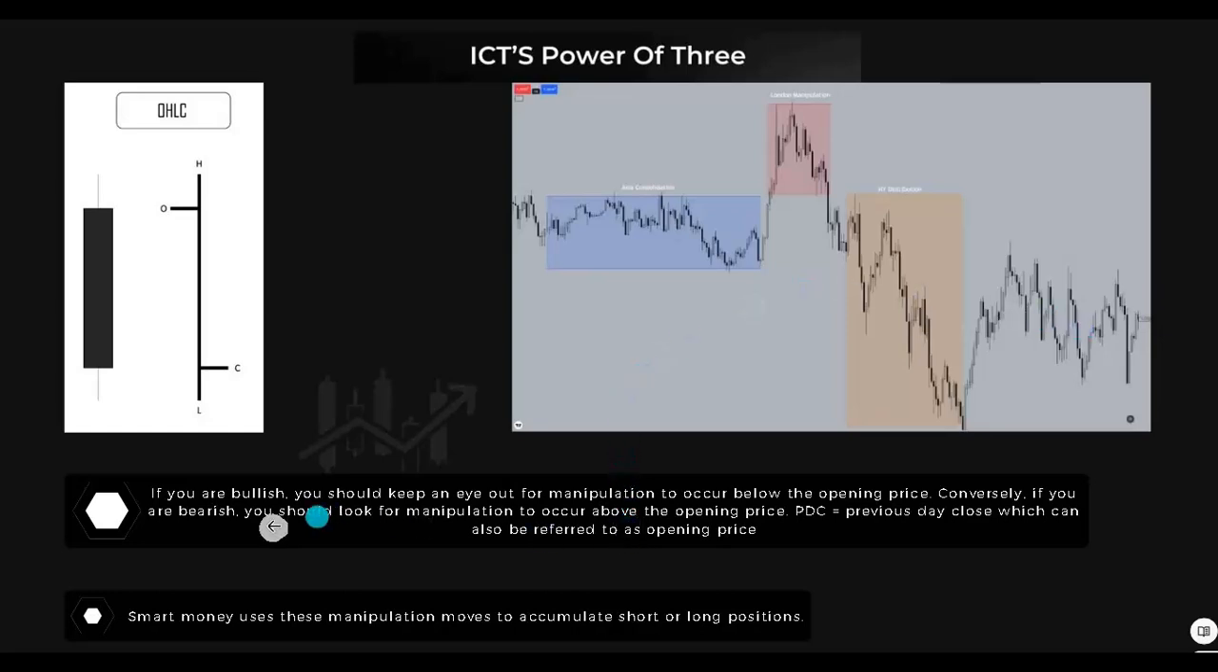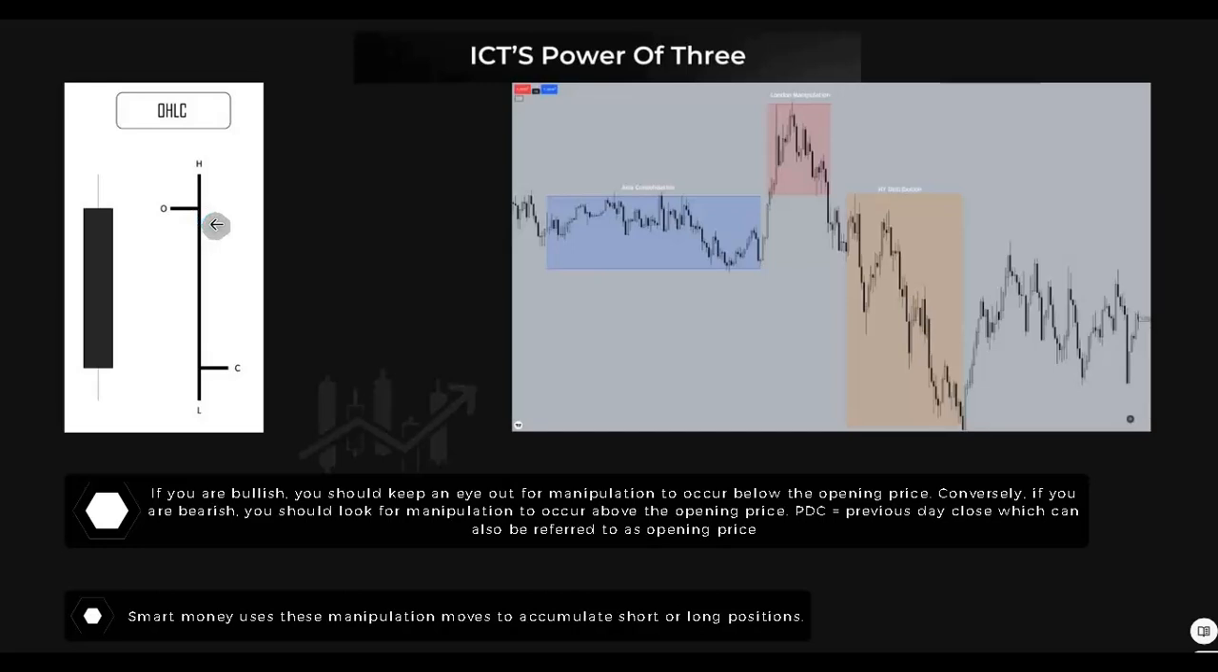So if you are bearish, as illustrated in these two diagrams, you should look for manipulation to occur above the opening price. Let's look at the anatomy of a candlestick. This is a bearish candlestick. We have the open right here, the high right there, the low, and then finally the candle closes right here. Look for manipulation to occur above the opening price.